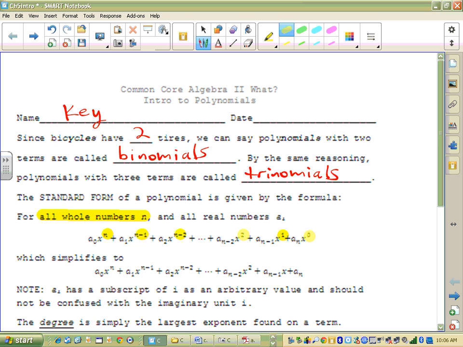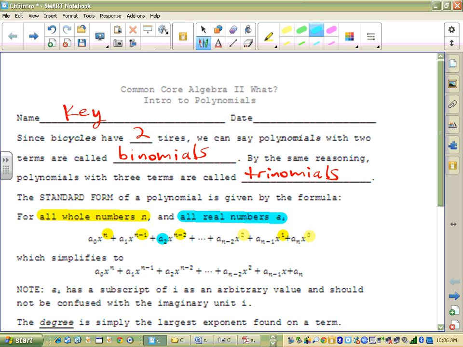So the exponents have to be whole numbers, and for all real numbers, a sub i. A sub i is any arbitrarily chosen coefficient of a particular term. Wow, that's a mouthful. Let me say that again. A sub i is any arbitrarily chosen coefficient of any arbitrarily chosen term. So in general it's an a sub i. We just use i for the arbitrary case, okay?